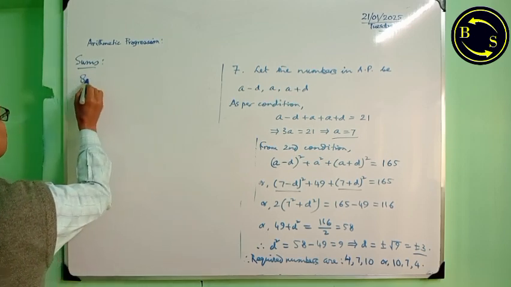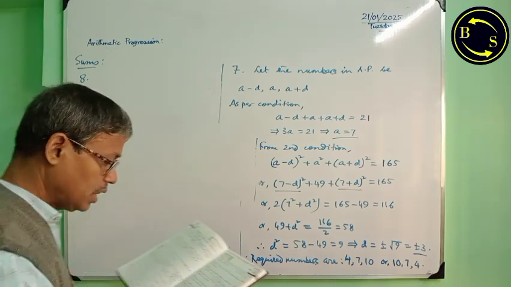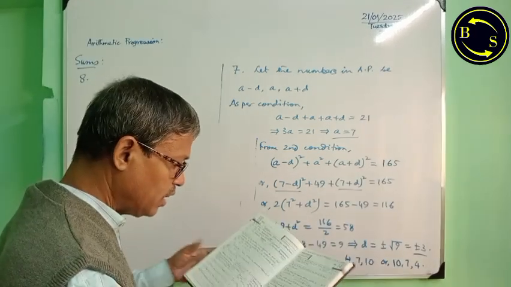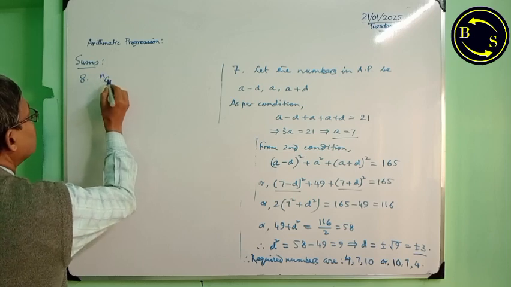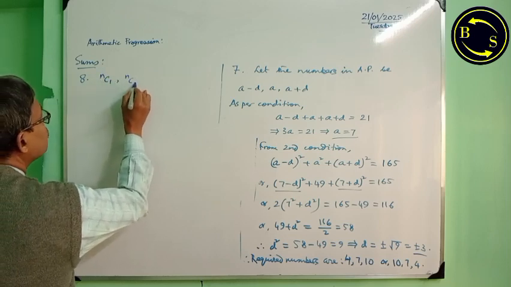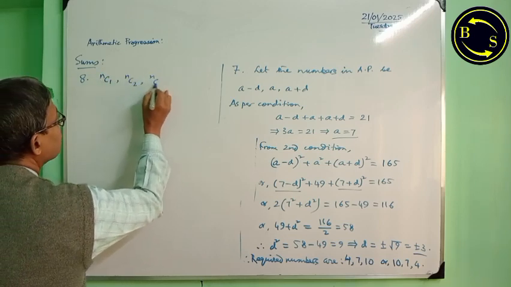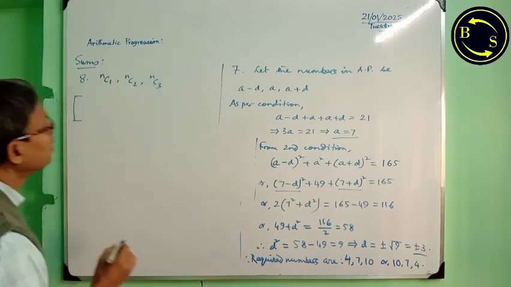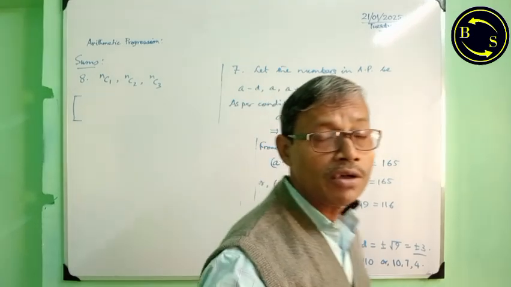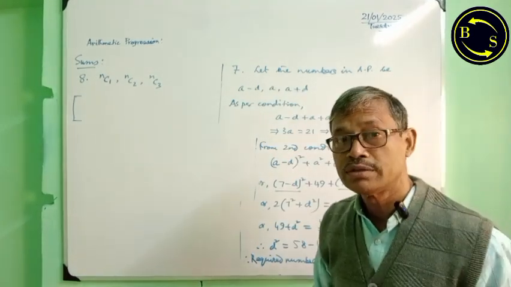Sum number 8. Given nC1, nC2, nC3 are in AP. Now let me discuss the meaning of nCr first.